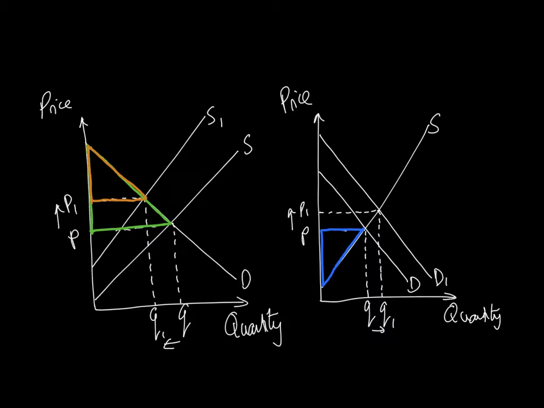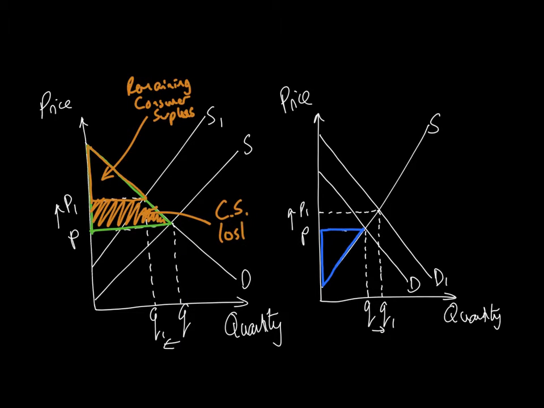And what we can say is that the area of consumer surplus which has been lost is this area underneath here. So if we think about how we would label this, this area up here, the area on top of the line, this is the remaining consumer surplus, and this shaded area here is the consumer surplus which is lost as a result of this higher price.